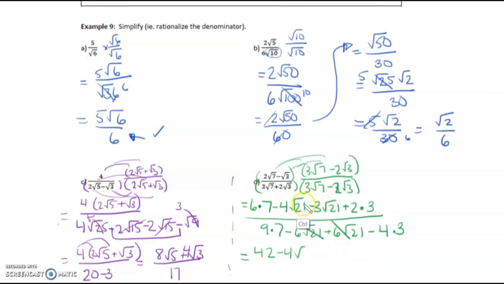So I'll simplify these two. Negative 4 minus 3 is negative 7 root 21. There we go, plus 6, all over 63 minus 12. Okay, so 42 plus 6, we get 48 minus 7 root 21, all over, and then we get 63 minus 12, and we get 51.